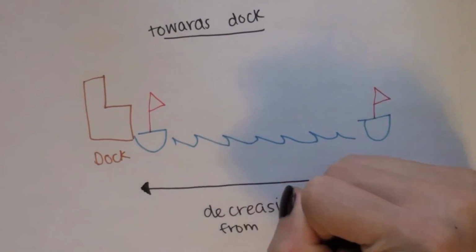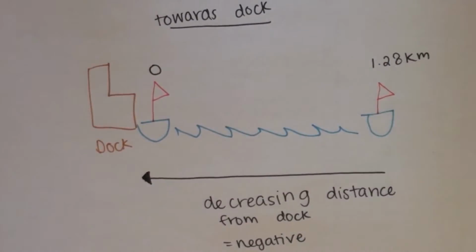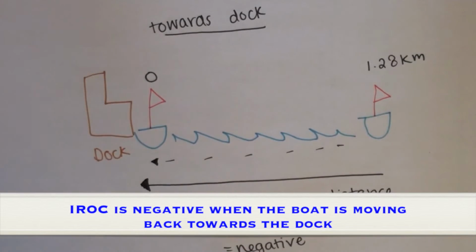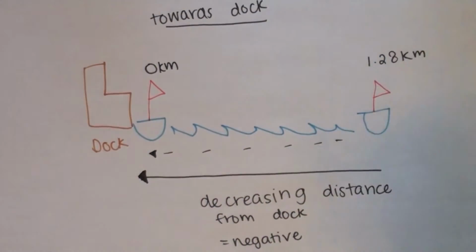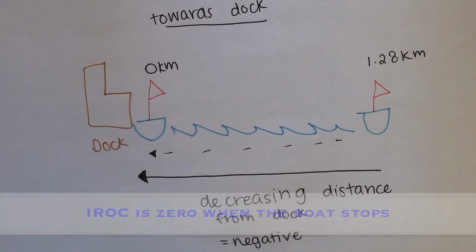For part B, the IROC is negative when the boat is headed back towards the dock. This is because the boat is decreasing in distance from the dock. When the rate of change is zero, the boat stops. This is because there is no change in distance.